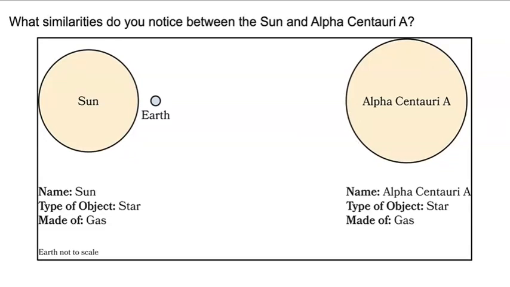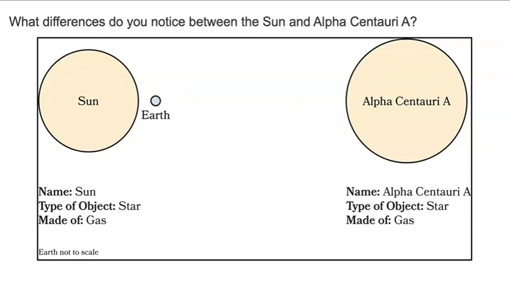What similarities do you notice between the sun and Alpha Centauri A? Well, they are both stars, and they are both made of gas. What else do you notice? Look, both the sun and Alpha Centauri A are much bigger than Earth. What differences do you notice between the sun and Alpha Centauri A? Do you notice that the sun is much closer to Earth than Alpha Centauri A? I also notice that Alpha Centauri A is a little bigger than the sun.